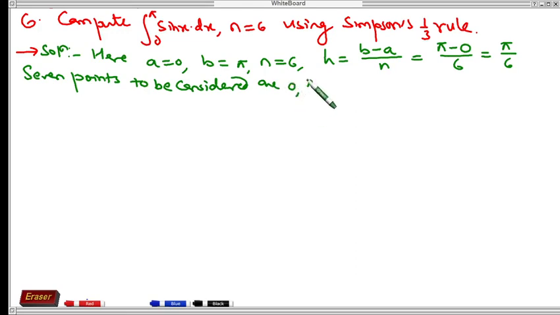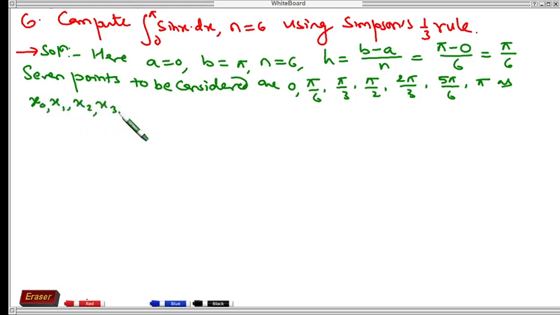They are 0, pi by 6, pi by 3, pi by 2, 2 pi by 3, 5 pi by 6, and pi, which are x naught, x 1, x 2, x 3, x 4, x 5, and x 6 respectively. 1, 2, 3, 4, 5, 6, 7 points. Okay.